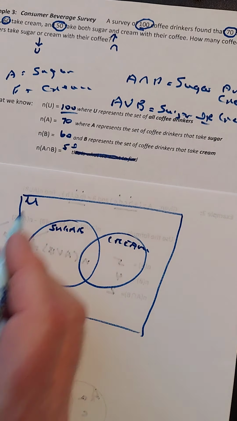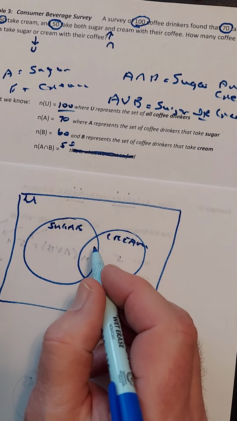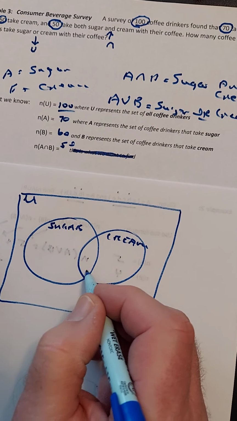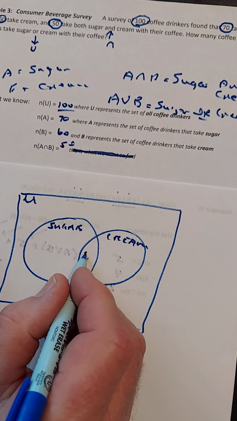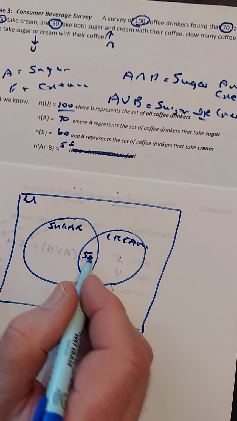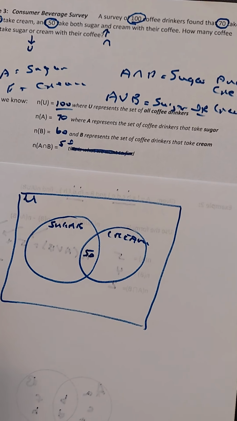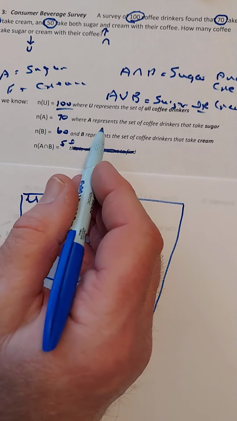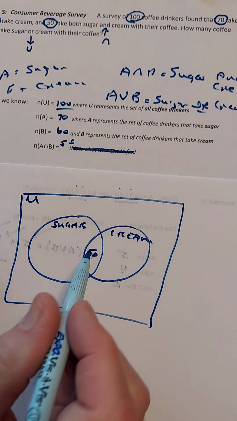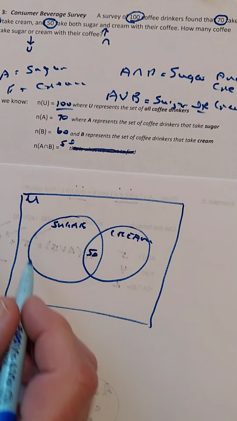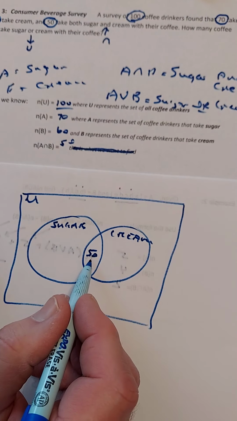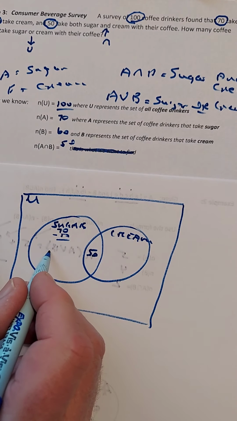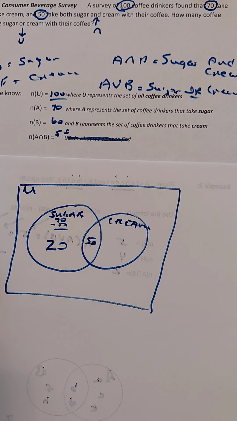When you fill out a Venn diagram, always start on the inside. So we're going to start with what I call the overlap area, or a football-shaped area. That's going to be the 50 people right here. 50 people use both sugar and cream. If you go back to the 70, 70 represents the people that use sugar. That means in this circle, altogether there's 70 people. But I've already accounted for 50 of them, so if you take 70 and subtract 50, you got 20 there.